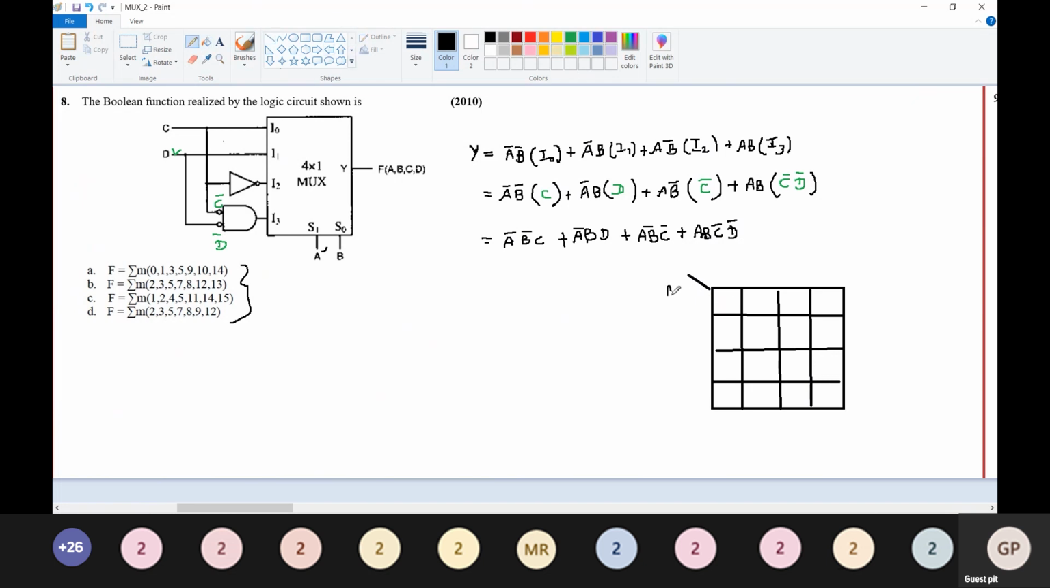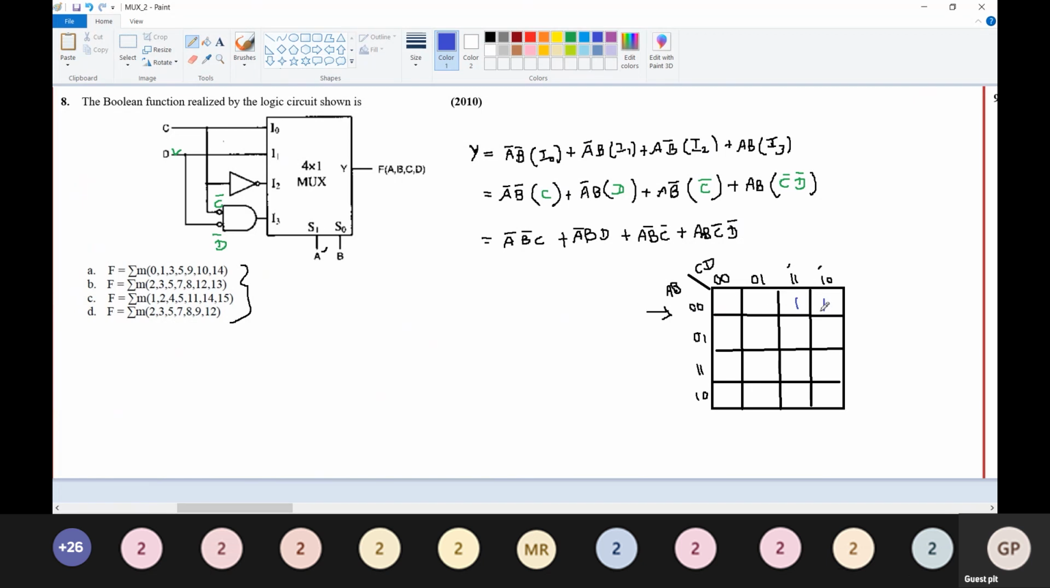Now this is A, B, C, D: 0 0, 0 1, 1 1, 1 0, and here again 0 0, 0 1, 1 1, 1 0. First we'll implement A dash B dash C. A dash B dash is this row. C means the first one, with two columns. So that means you will have a pair term like this.